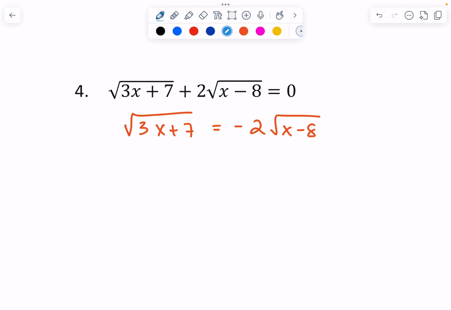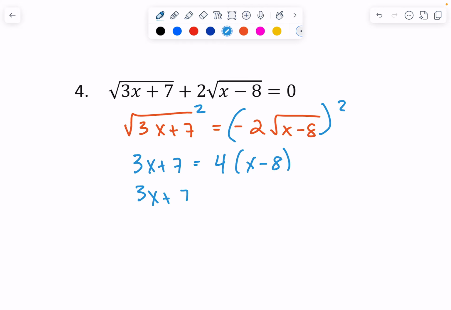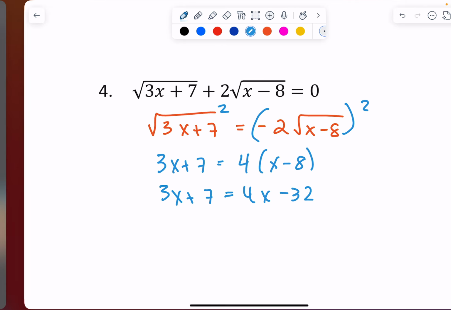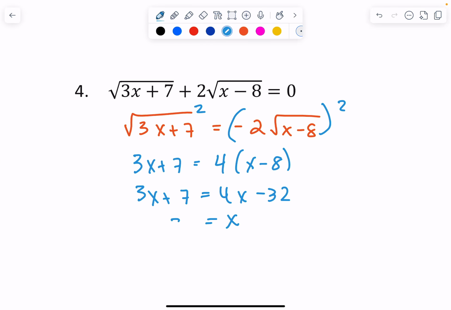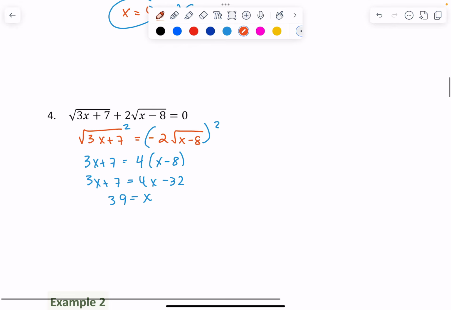But let's say you didn't realize that. You could keep going, square both sides. Distribute. And when you check this with the original equation, it's just going to give you a false statement.